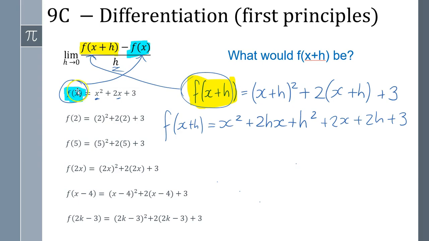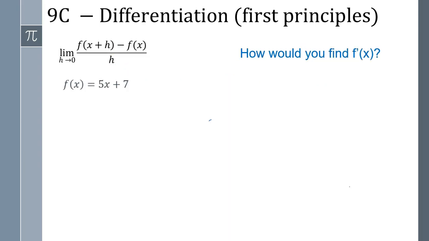So we're going to do a bit of an easier function, and we're going to do the function f of x equals 5x plus 7. And we're going to find f dash x. Okay, so we're going to find the equation of the instantaneous slope by differentiating. So lots of big words in there. So we're going to use first principles.